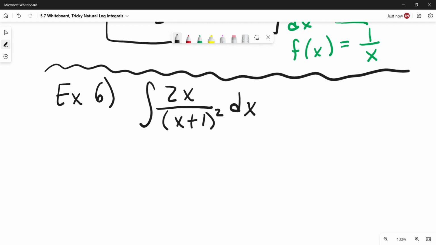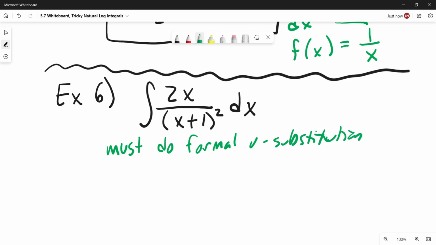You're going to have to mentally go through your options, and hopefully you come to the point where you just say, well, I've got to give up. I don't know, I'm stuck. So usually when you're stuck, that just means you must do formal u-substitution. And in this case, yeah, it's tricky.